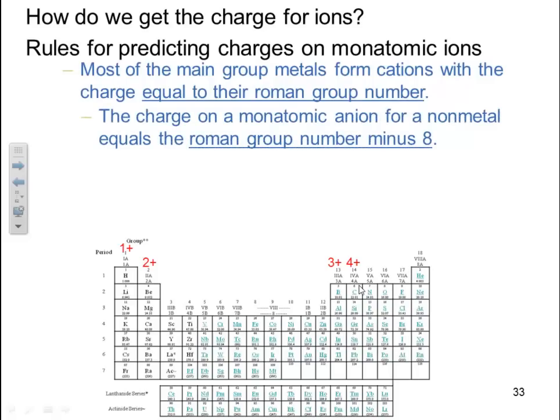The typical trend here is that the charge of the monatomic anion for the metal equals the Roman numeral minus 8. So group 8, you have 0. 7, you have -1. 6, -2. 5, -3. And 4, -4. So in this area right here, it kind of depends what the species is attached to, whether it's going to be an anion or a cation.